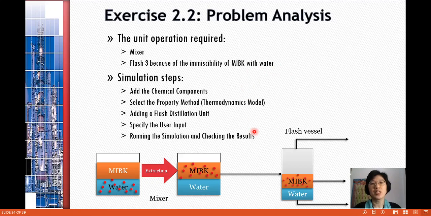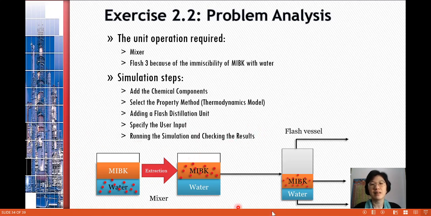In terms of simulation steps, as usual, you add the chemical components, then you select the thermodynamic model. In this case, it's SRK, and remember to set the free water method to STEAM-NBS. Then we add the unit operations, the flash drum and also the mixer. Of course, you add the streams as well. Then you specify the user input, the feed information, as well as the unit operation information. Then you run the simulation and check the results.